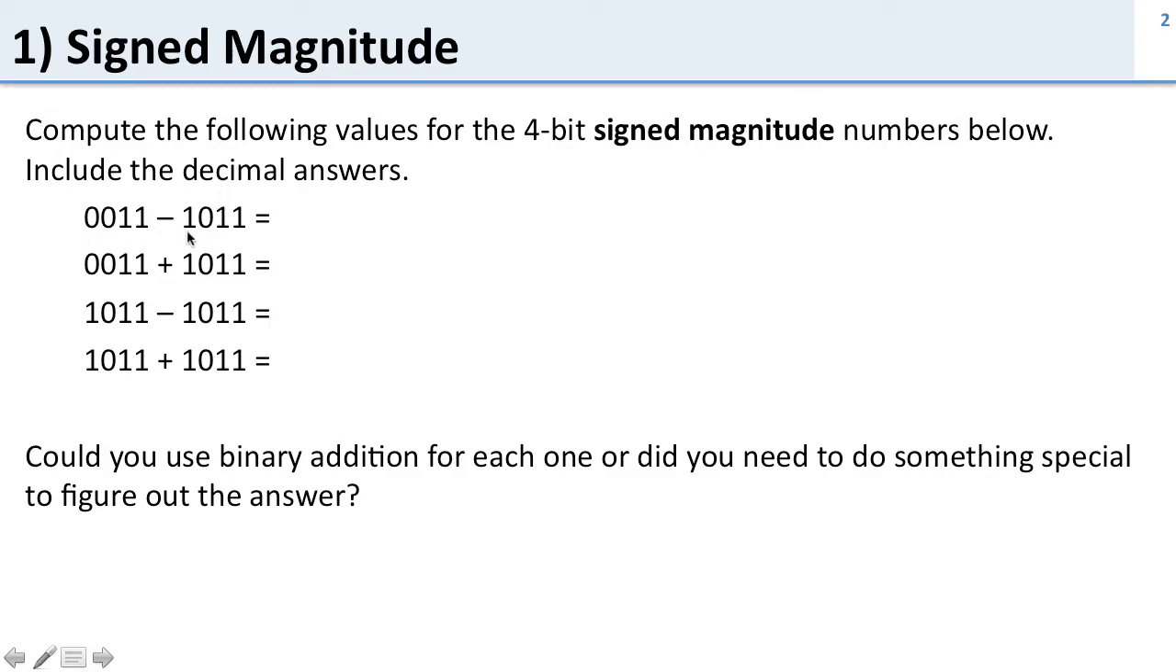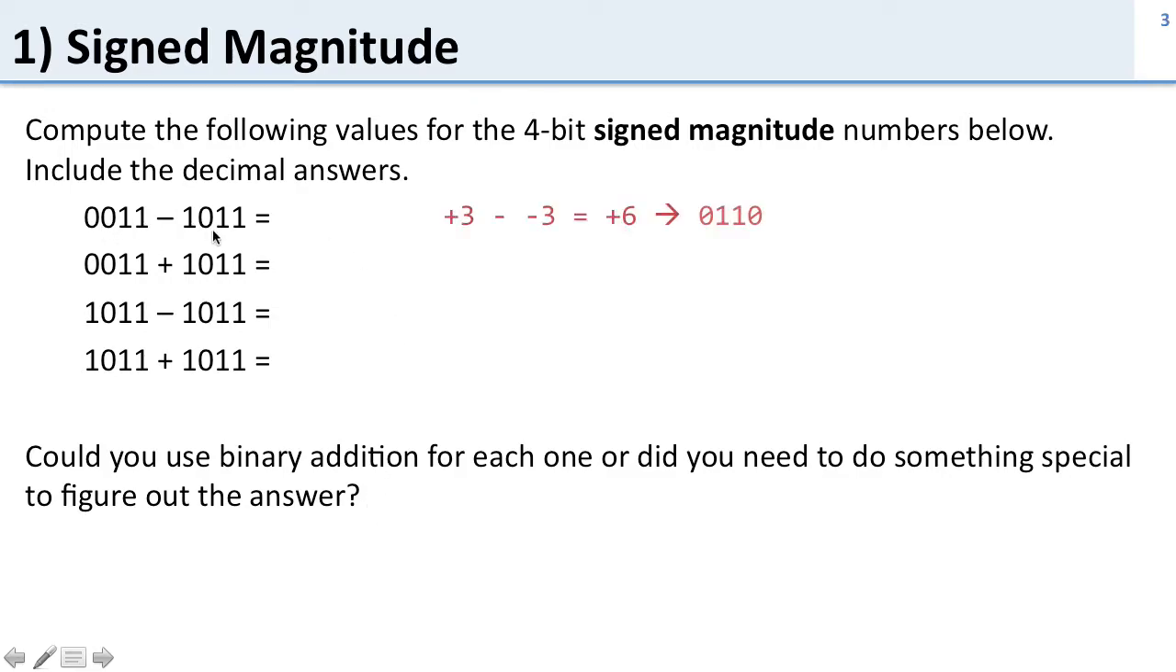So remember, in signed magnitude, the first bit tells you if it's positive or negative. So this is a negative number because the first bit is 1, and this is a positive number because the first bit is 0. Then I asked you if you could use regular binary addition for these or if you had to do something special. So let's go ahead and walk through these.